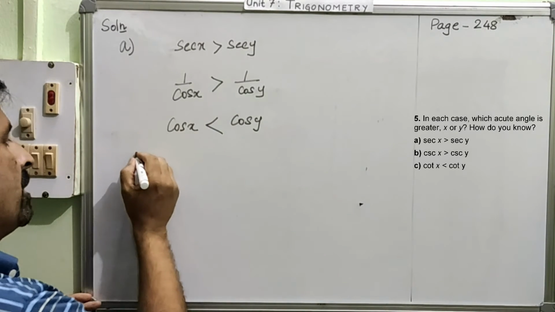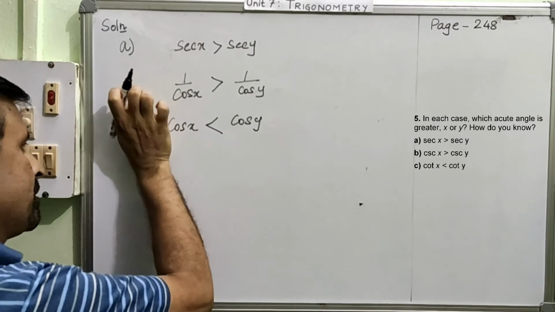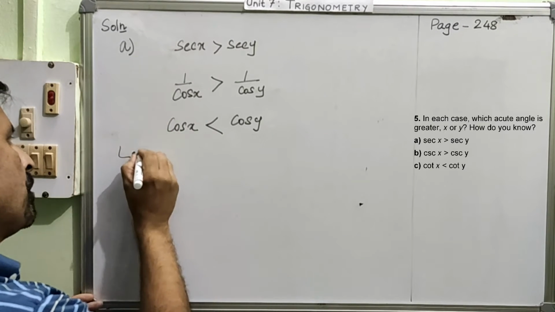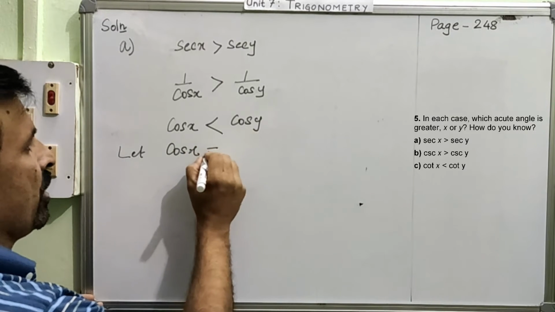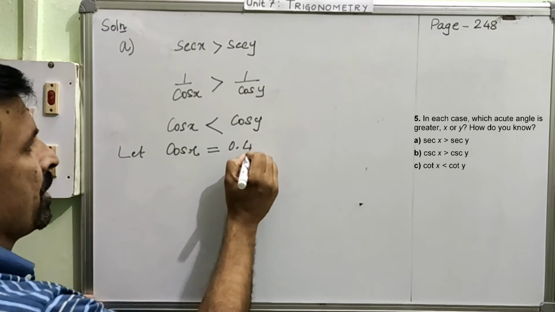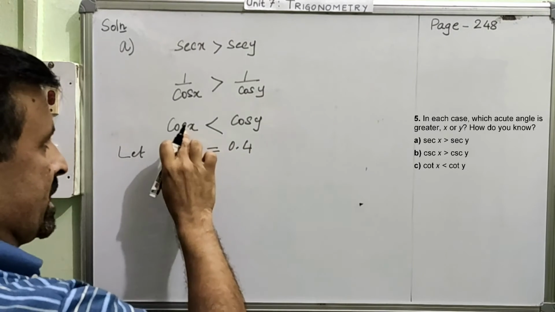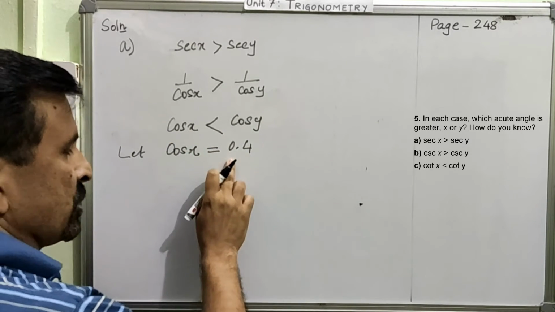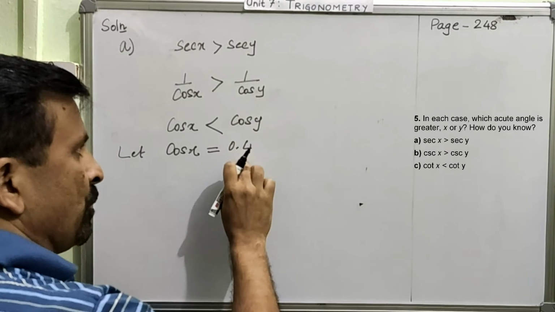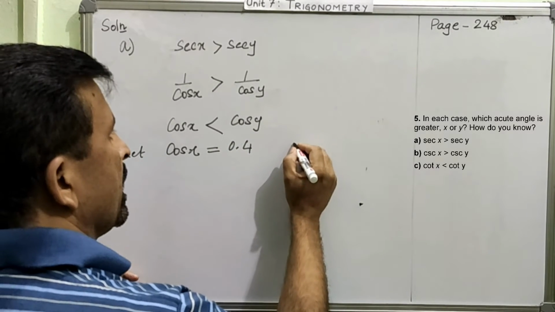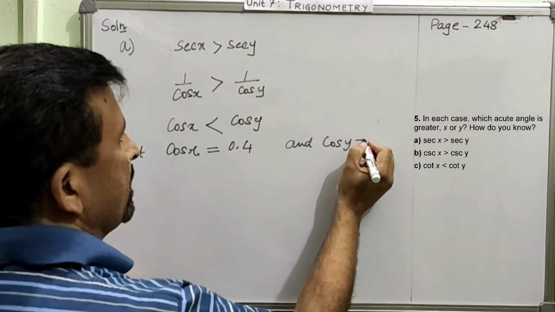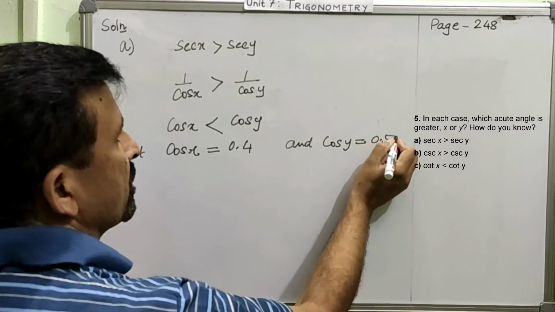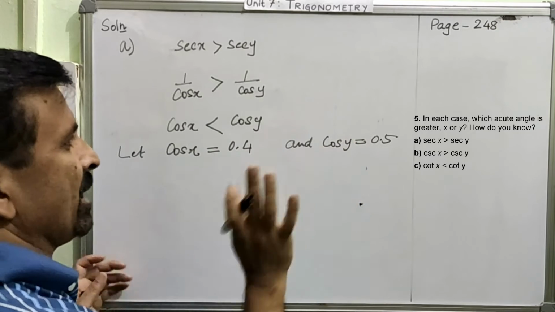Now the value of cos x is said to be less than cos y. So I will take the value of cos x to be equal to 0.4. And the value of cos y is said to be greater, therefore, I will take it more than 0.4. So cos y, I will take as equal to 0.5. According to the situation, I have taken the values.